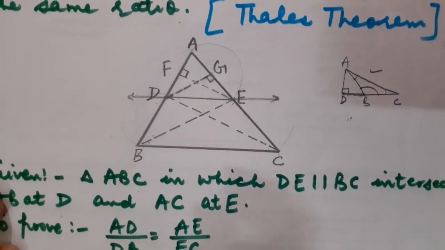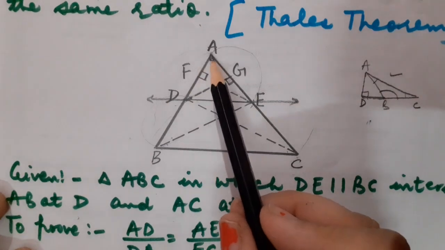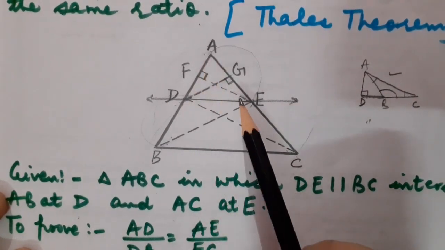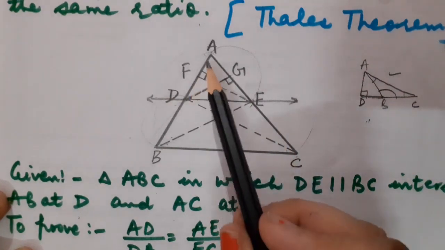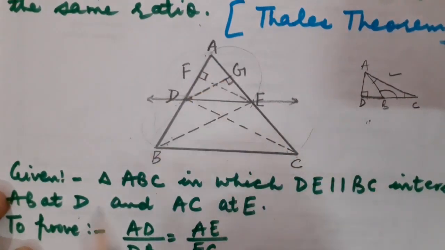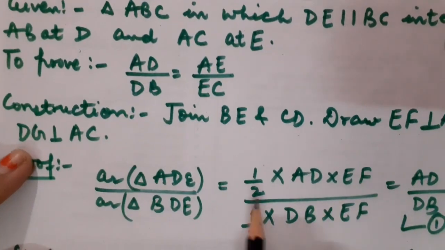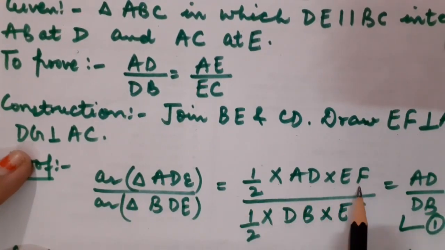The same concept I am going to apply over here. So what am I going to do? First of all, I am calculating the area of triangle ADE. While taking EF as the perpendicular, it would be half into AD into EF. Have a look. Half into AD into EF.